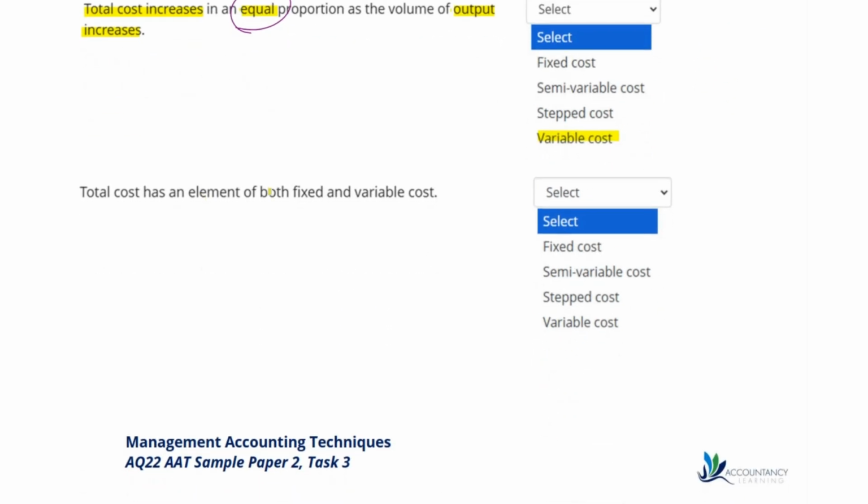Total cost has an element of both fixed and variable cost. So if we've got an element of fixed and variable, it's known as a semi-variable cost.